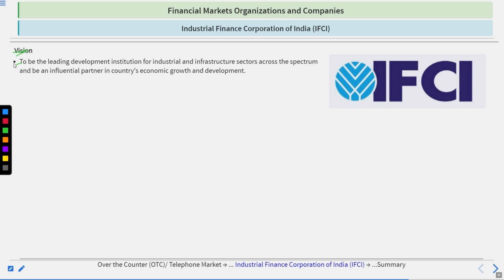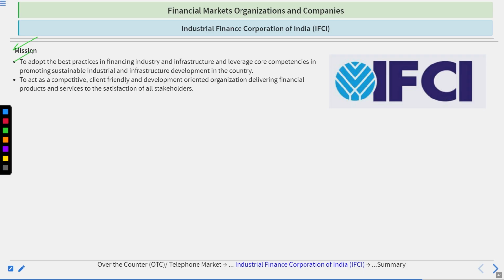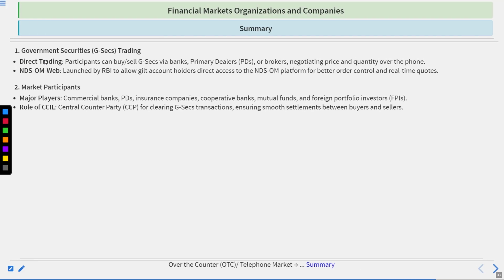Now, what is the vision? To be the leading development institution for industrial and infrastructure sector across the spectrum and be an influential partner in the country's economic growth and development. Mission: to adopt the best practice in financing industry and infrastructure and leverage core competencies promoting sustainable industrial and infrastructure development in the country. To act as a competitive, client-friendly, and development-oriented organization, delivering financial products and services to the satisfaction of all the stakeholders.